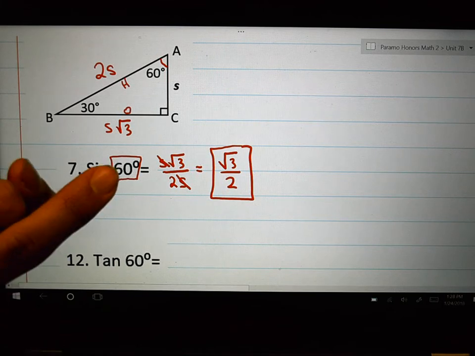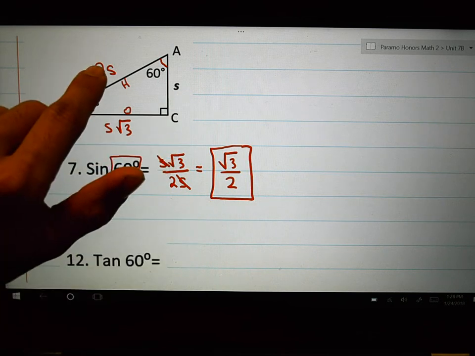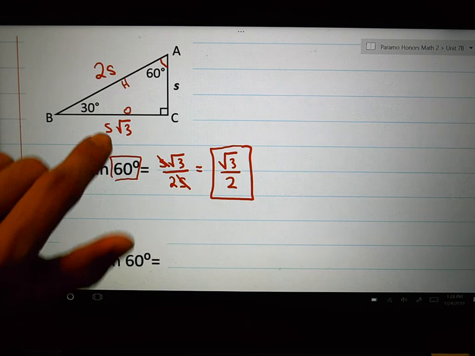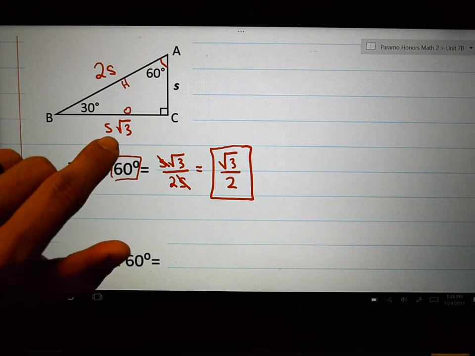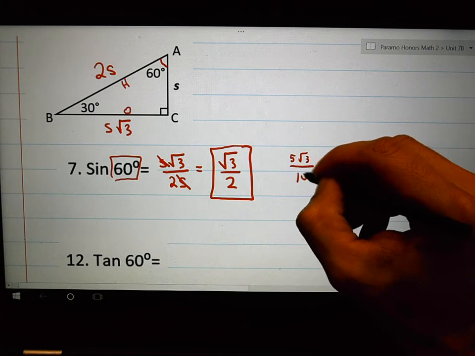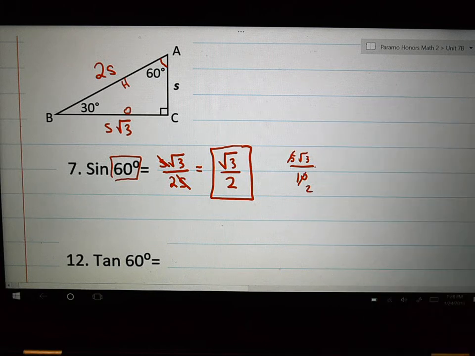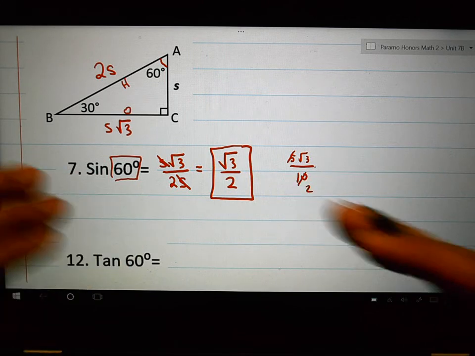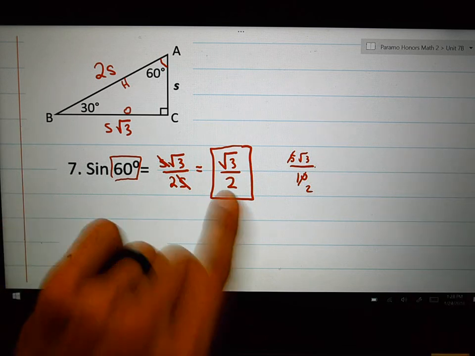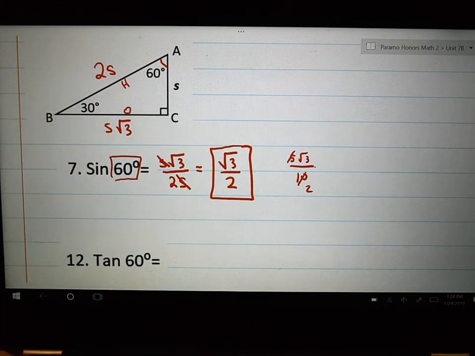Think about it. If this side was 5, and this side was 10, and this side was 5 root 3, it doesn't matter. Let me write that down. 5 root 3 over 10. Guess what? It doesn't matter. It will always have the same ratio as root 3 over 2. No matter which side you had, if we had numbers in there, it would always reduce to root 3 over 2. The sine of 60 degrees is always root 3 over 2.